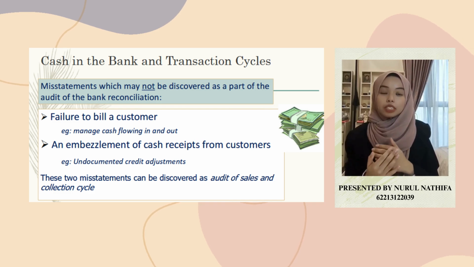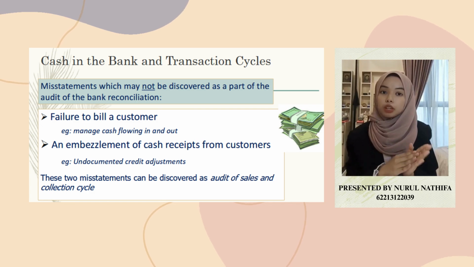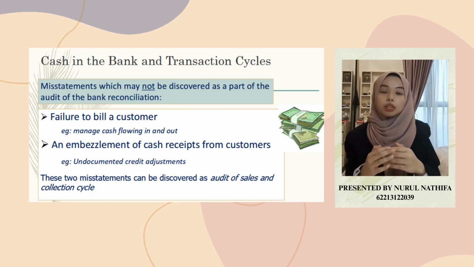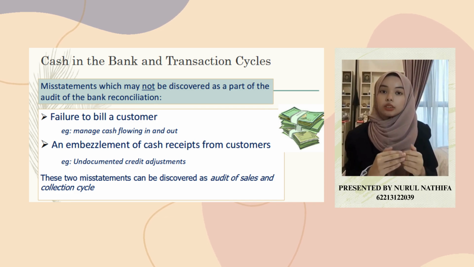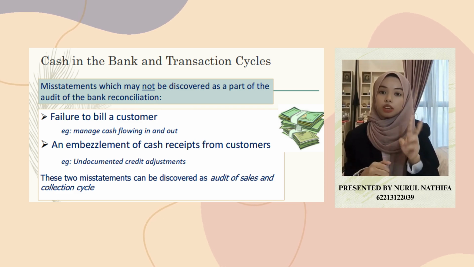Today I'll be talking about learning objective 1: how some mistakes or frauds related to cash might not show up during a bank reconciliation, but can be found in the audit of the sales and collection cycle. Let's look at the two examples.